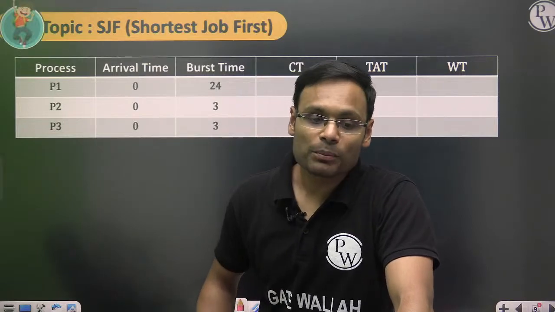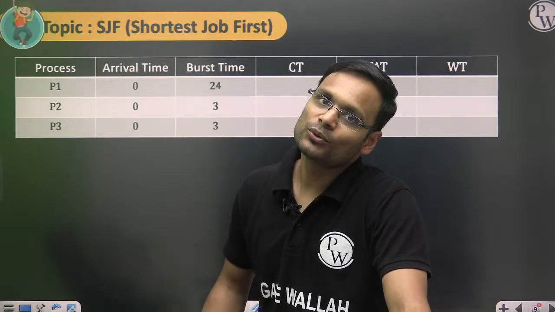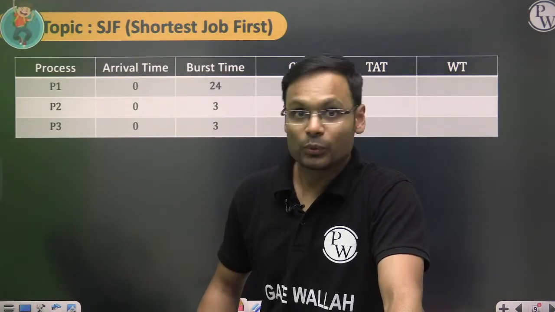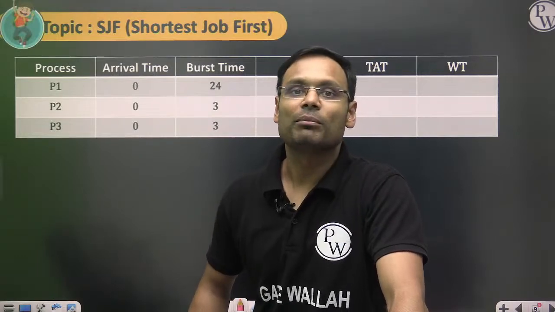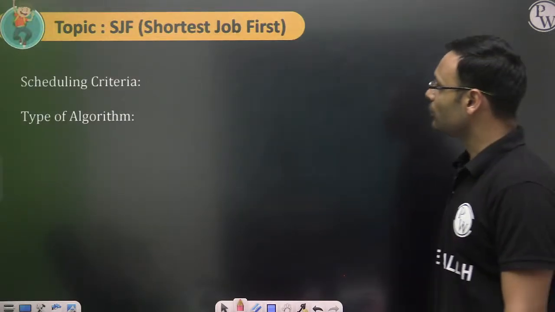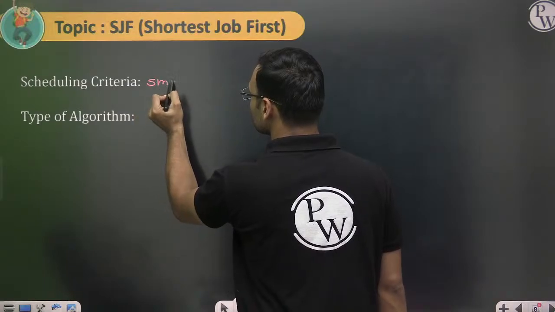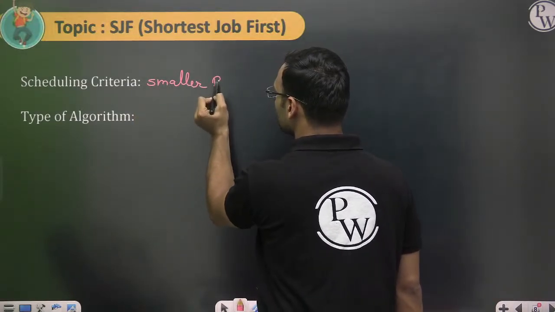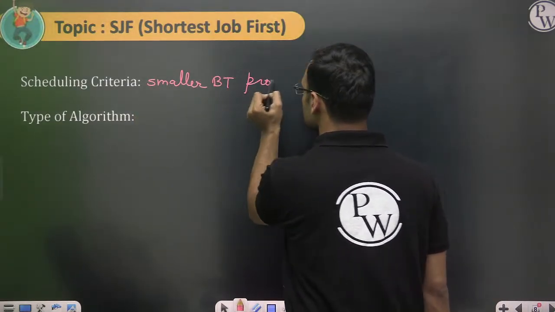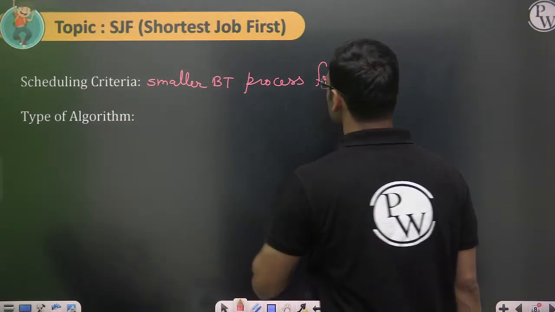If a small process is scheduled first, then what happens, sir? In that case, the system's performance will not become slow. Small processes will run first, quickly. The system will not become slow. So SJF is that algorithm which says, I'll have to write the scheduling criteria here. The scheduling criteria is smaller burst time process first. The process which is having smaller burst time should be scheduled first.